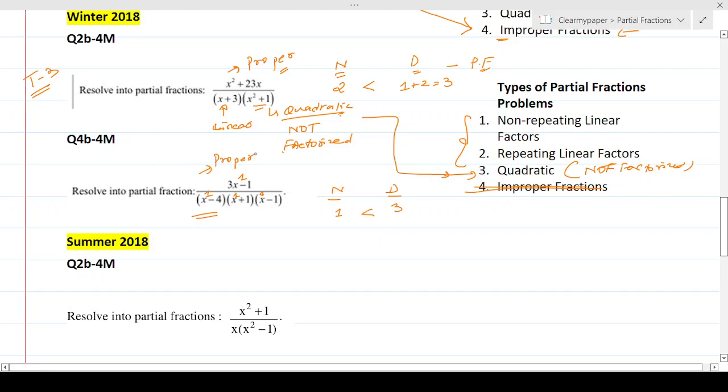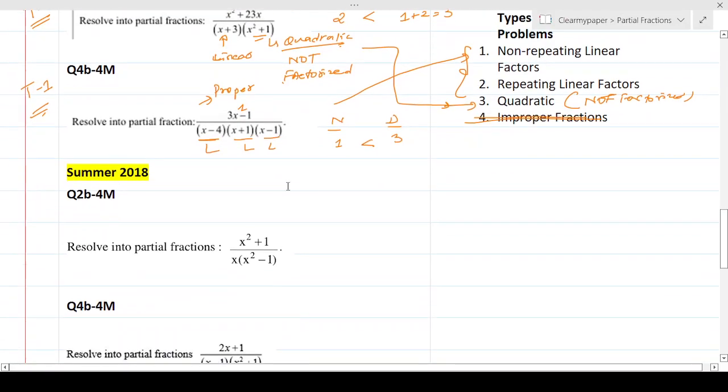In terms of how the factors look in the denominator, you can see that each factor in the given problem is linear in nature. This is linear, this is linear, this is linear. So we don't have to do any manipulation. Once it is linear, we have to see which type it could be, whether non-repeating or repeating. We see that none of these factors, whether it's x minus 4, x plus 1, or x minus 1, is repeating. Every factor is just appearing once, and hence this is a non-repeating linear factor. So this is a type 1. That's how we need to identify.